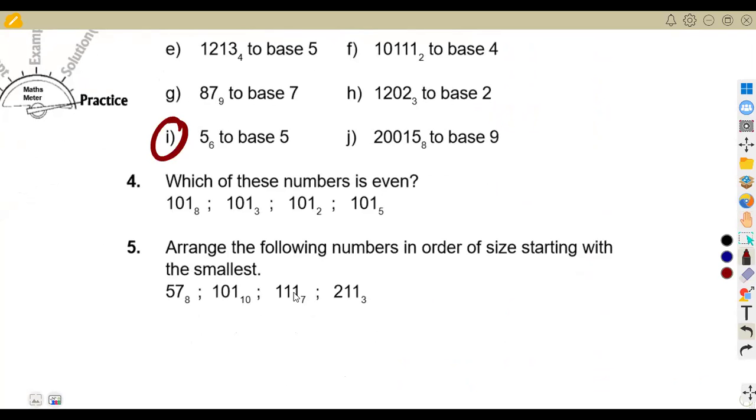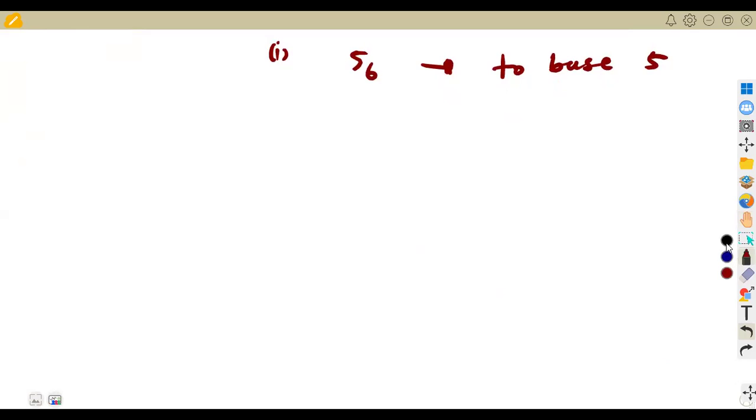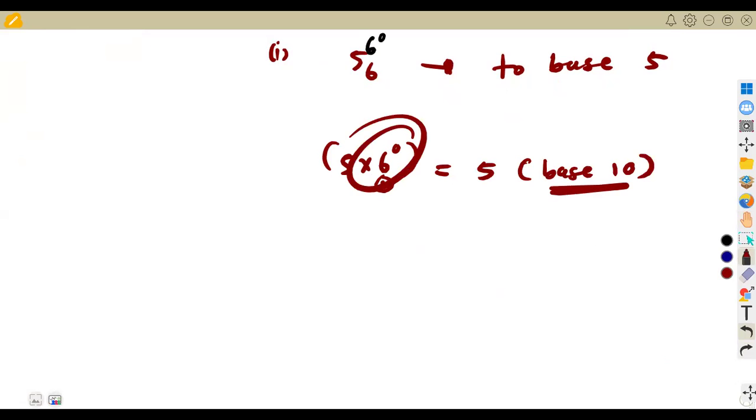All right, even on this one, number 1, that is 5 base 6, and they want us to convert this to base 5. So we have to convert to base 10 first. How do we convert to base 10? We raise to the powers of the given base, 6 to the power of 0. Do we have any other number here? No. So it is 5 times 6 to the power of 0, and 6 to the power of 0 is 1, so it is the same as 5. We are now in base 10. Raising to the powers of the base is how we convert to base 10.